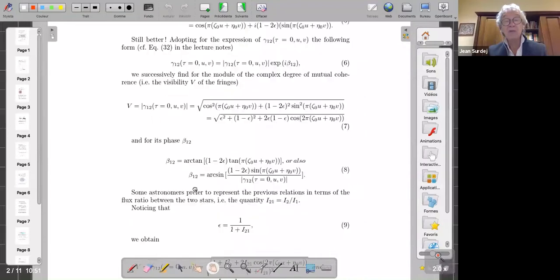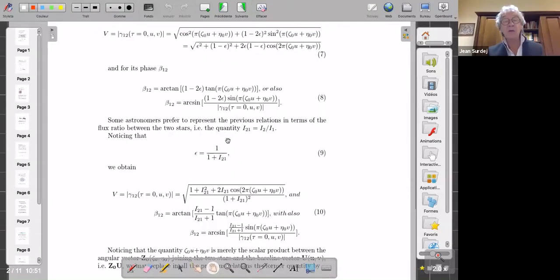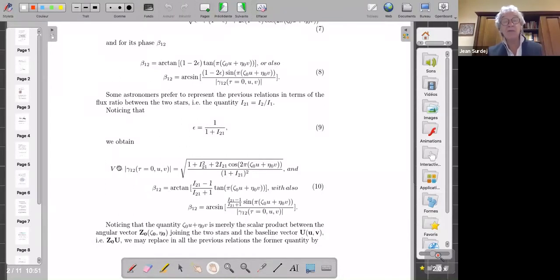Then I just wrote that some astronomers prefer to work with the quantity I21, which is a flux ratio between the two stars. And if you do so, just a substitution, you get another expression for the visibility and for the phase shift. But what you see is that in this expression, the visibility depends, of course, on the orientation of the baseline with respect to the angular position of the binary star. It also depends on their flux ratio. And then it depends, of course, on the UV frequencies, the spatial frequency.